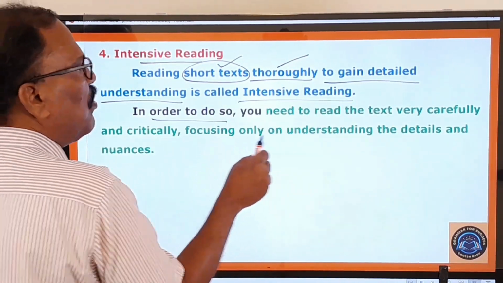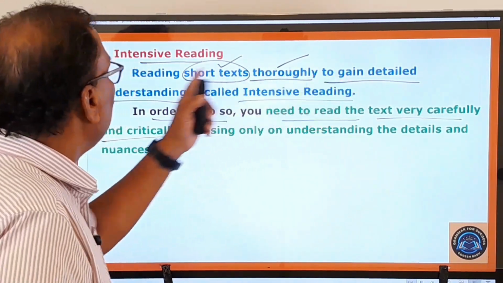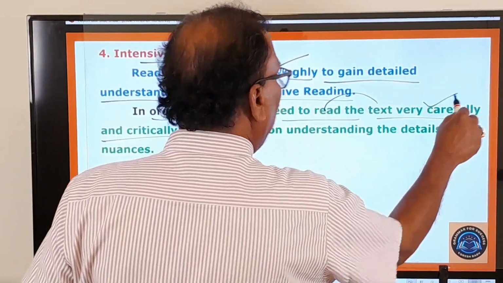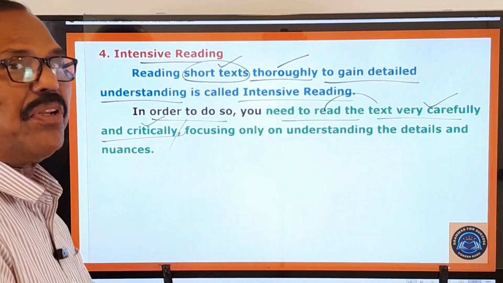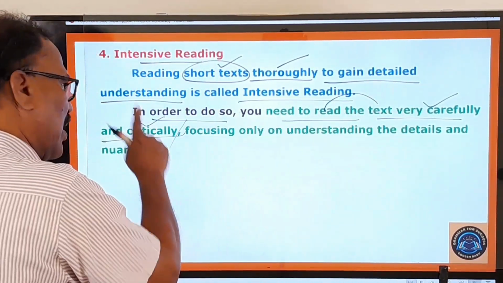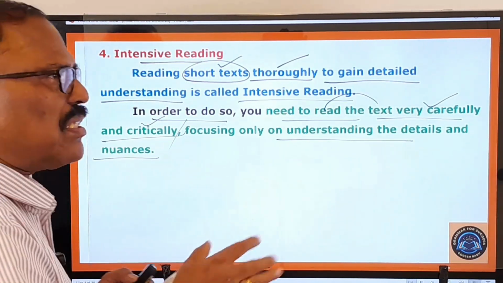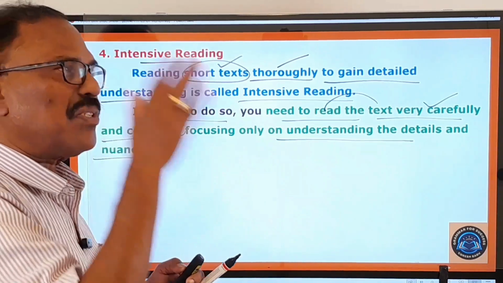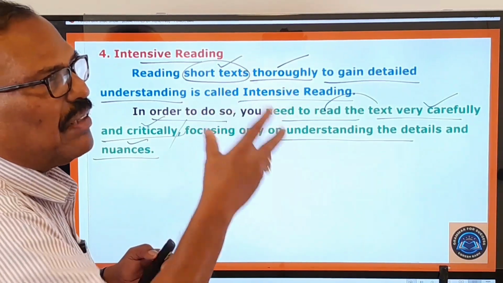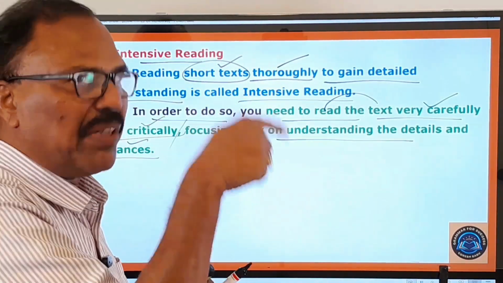In order to do so, you need to read the text very carefully and critically. In order to get a detailed understanding of the text, what should we do? We need to read the text very carefully and very critically, very logically, focusing only on understanding the details and the nuances. So you will be focusing on understanding the details of the passage, and also the nuances, the different meanings it conveys, because sometimes you have to read in between the lines also.